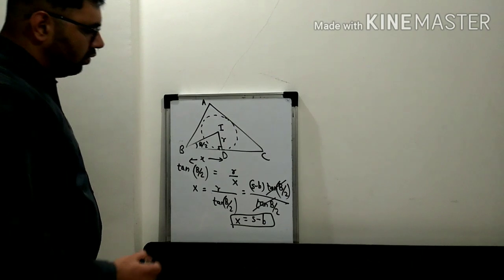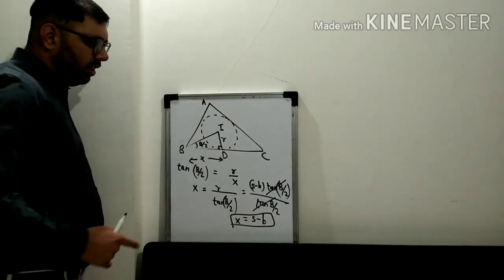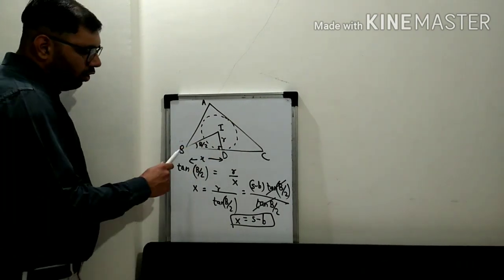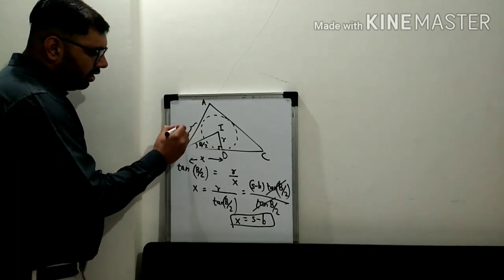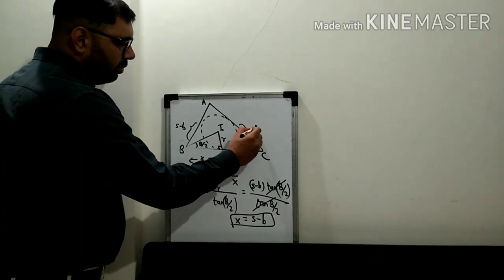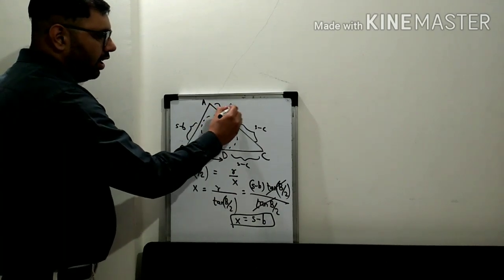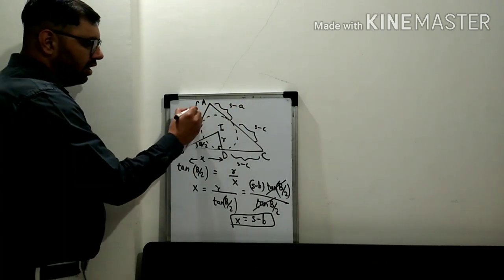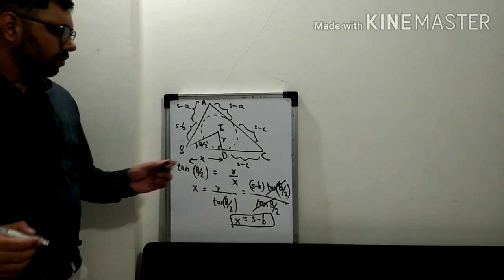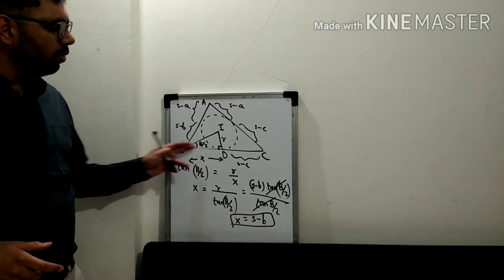So if we are trying to find the distance of any vertex from the incircle, basically the length of the tangent from that point to the incircle, for B this will be s minus b. So this length will also be s minus b, this length s minus b. For C, it will be s minus c. So this length is s minus c, this length is s minus c, and for A it will be s minus a. So this length is s minus a and this length is also s minus a. This is how you calculate the distances of any point from the incircle of the triangle.